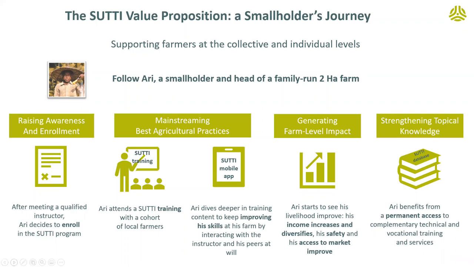And this training starts with the first step, which is when the farmer is enrolled in the SUTTI program. After enrolling, he gets trainings with a group of farmers that is, let's say, handheld and managed by a committee organizer, but also by a local farmer who is the contact person of the SUTTI project and its local partner.